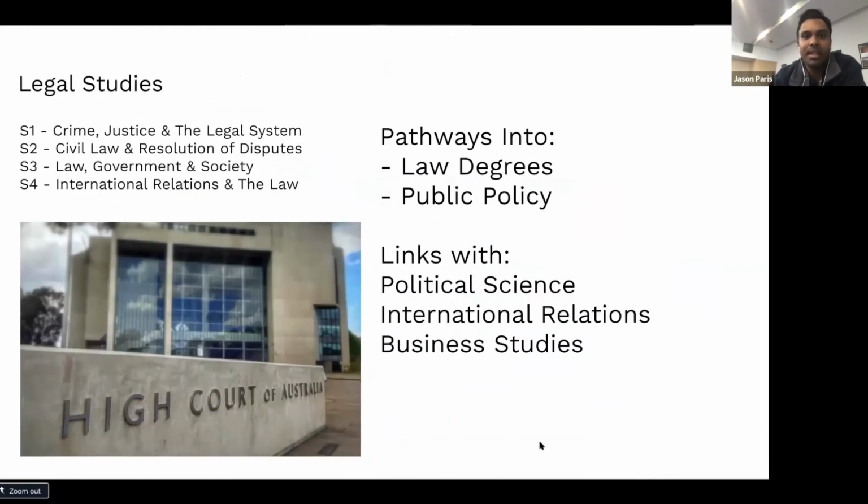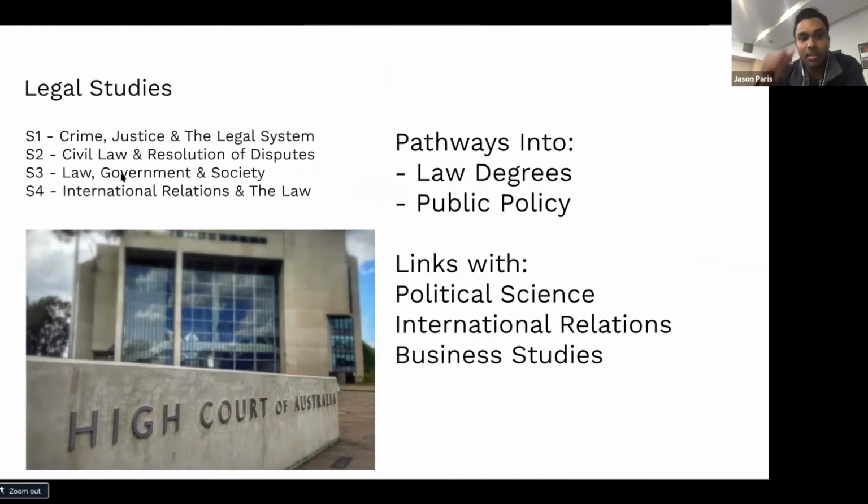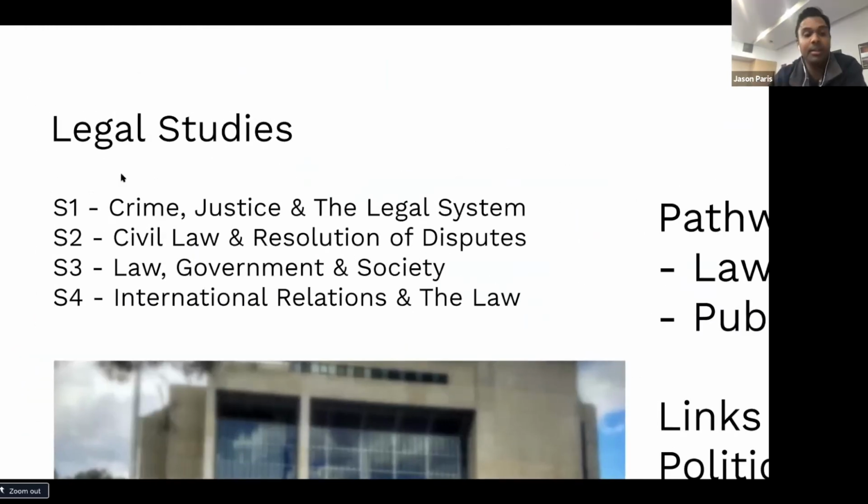We also have legal studies. They're currently doing law, government and society, moving into international relations and the law in semester 2, which means that your semester 1 next year would be crime, justice and legal system, looking at criminal law specifically, and then in semester 2, looking at civil law and the resolution of disputes, in semester 2 of 2021.